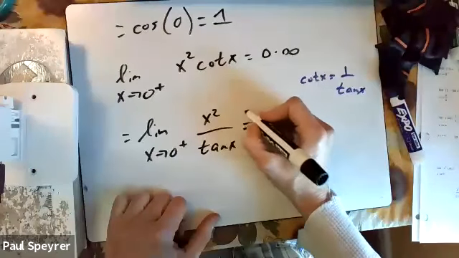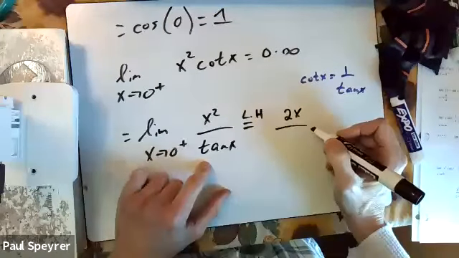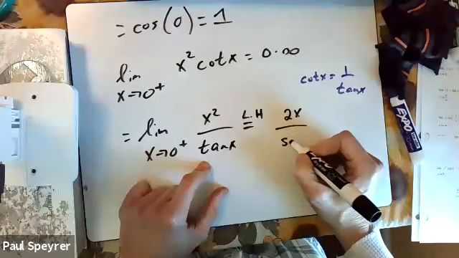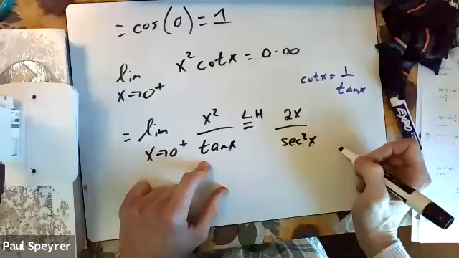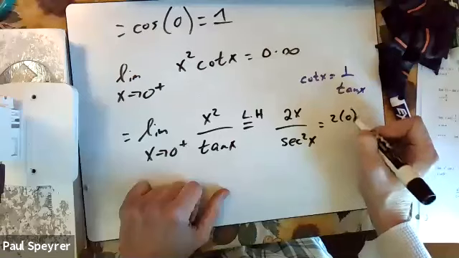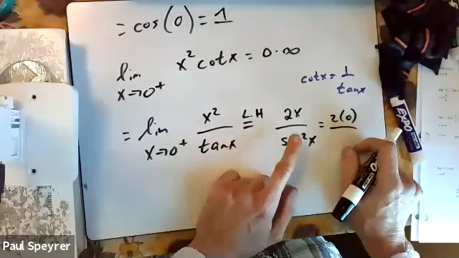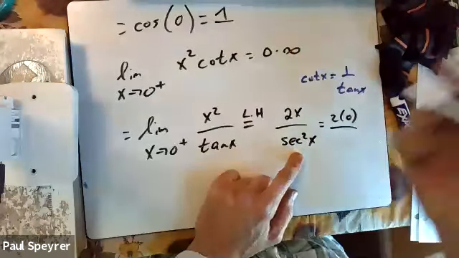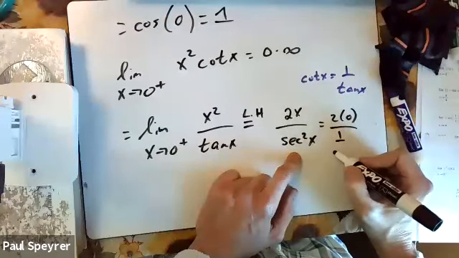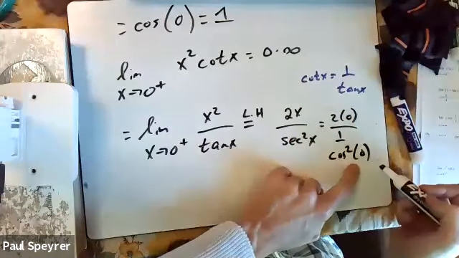So if we L'Hopital this one, the derivative of the top is just 2x. The derivative of the bottom is secant squared. And if I plug 0 in, what happens? Well, we get 2 times 0. Remember, evaluating these secants, cosecants, cotangents, write them in terms of cosine or sine if you need to. What is secant in terms of sine or cosine? It's 1 over cosine. So we have 1 over cosine squared of 0.